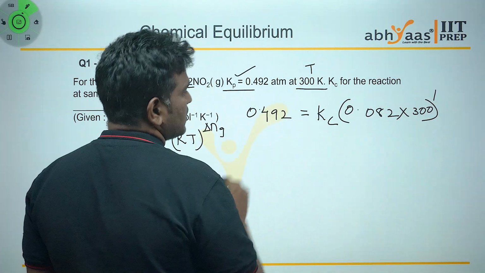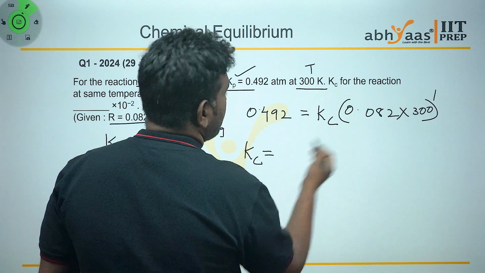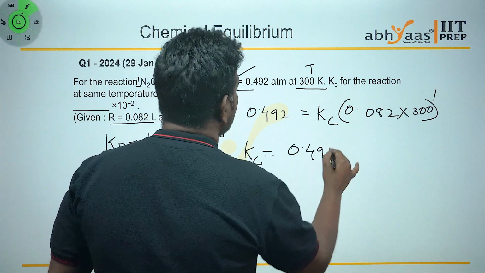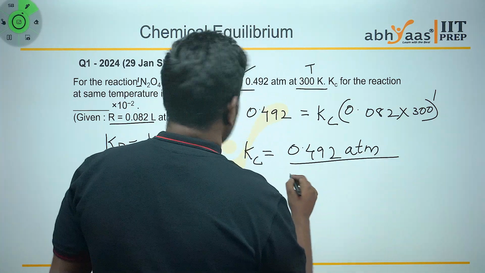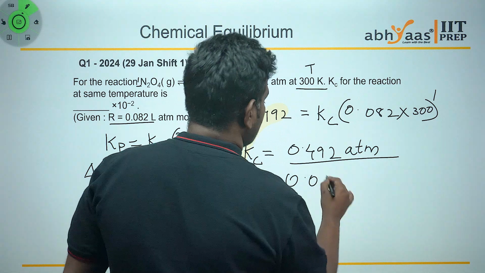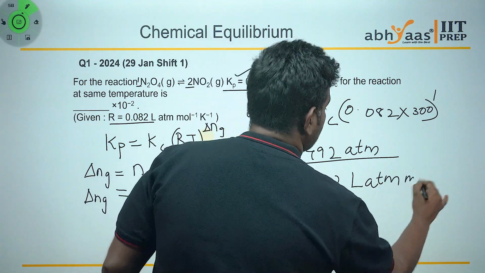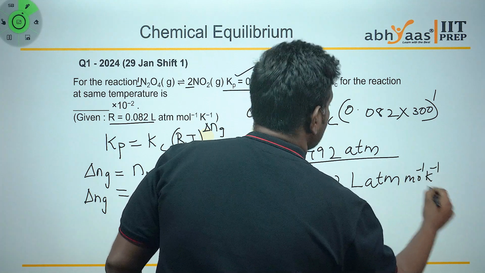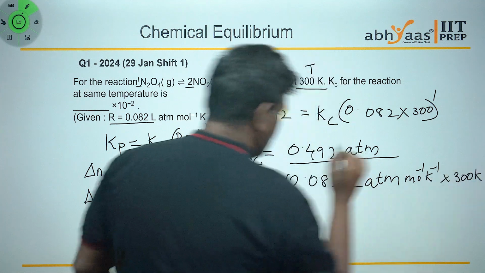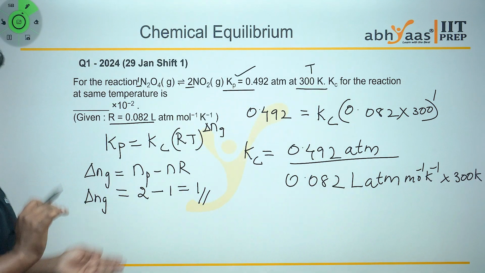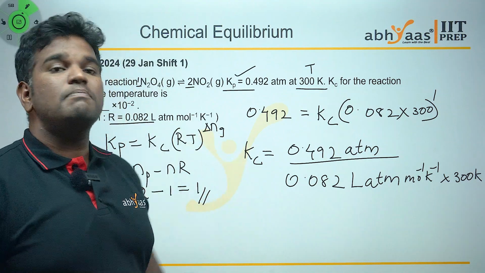So here we will just rearrange this particular equation. Then we will get Kc equal to 0.492 atm, atmosphere, by 0.082 L liter atmosphere per mole per Kelvin. Then we have 300 Kelvin. Right. So here, this is the thing. We have just rearranged the equation and we know all other values apart from Kc.